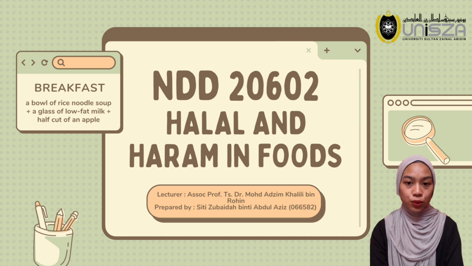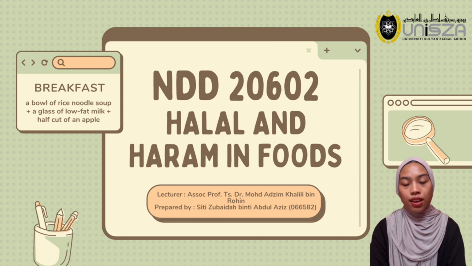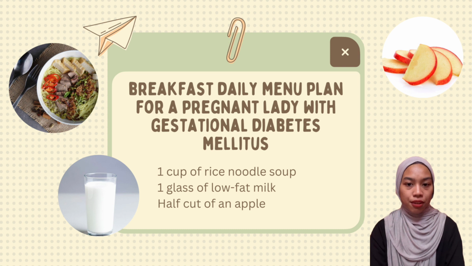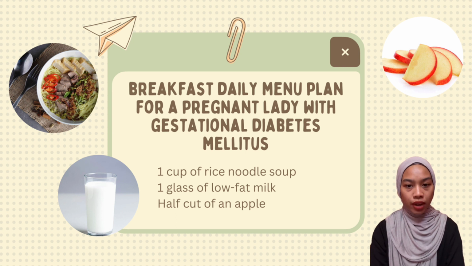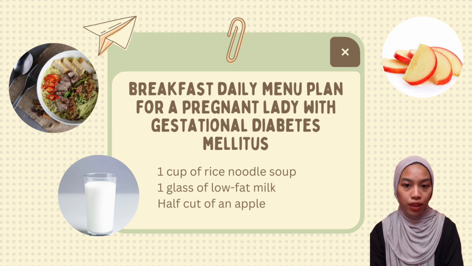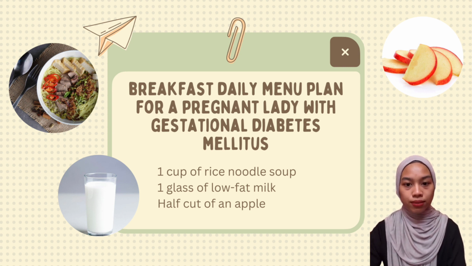I am a dietetic student and my matrix number is 066582. Today I will present my assignment for halal and haram in foods. The topic is how I design and develop a halal control system, HCP, requirement for a breakfast daily menu plan for a pregnant lady with gestational diabetes mellitus. The menu is 1 cup of rice noodle soup, 1 glass of low-fat milk and half a cut of an apple.